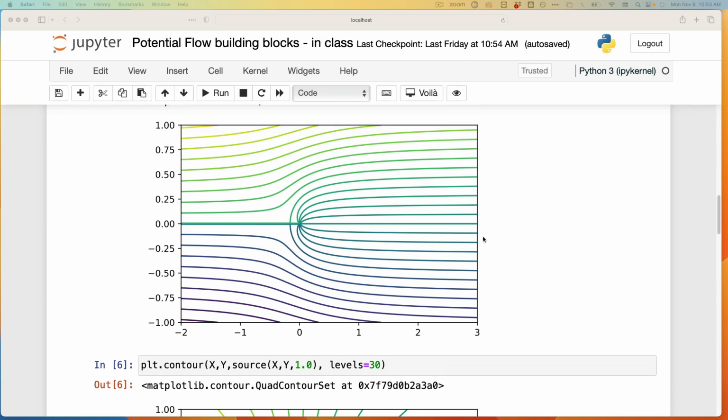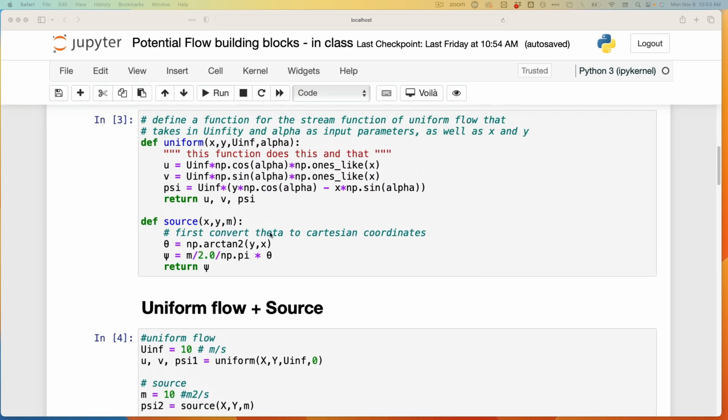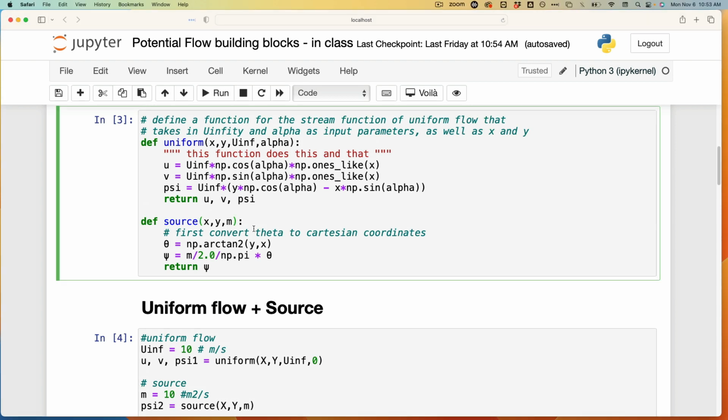Okay, so I now want to upgrade our source. Right now, x and y are the destination points at which we are evaluating the source. Those are the arguments coming into the source, and m is the strength of the source or sink.